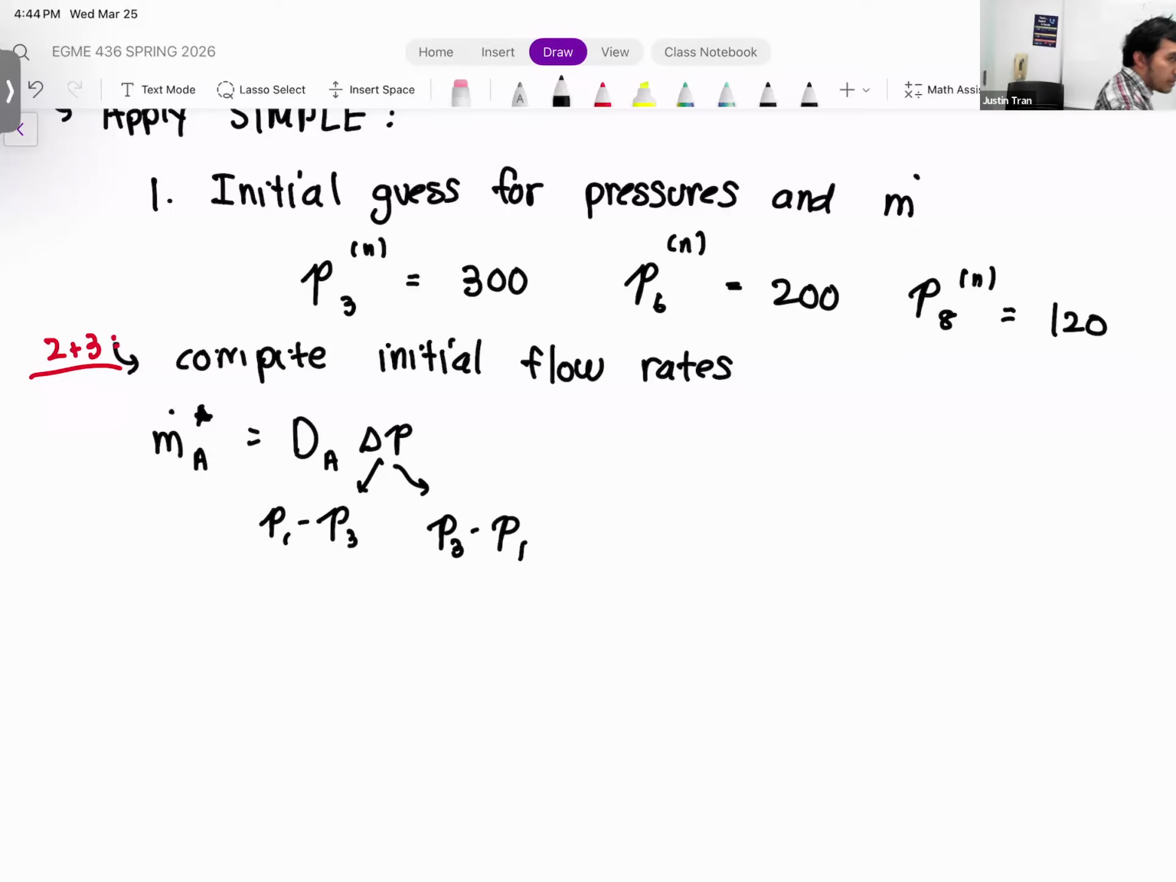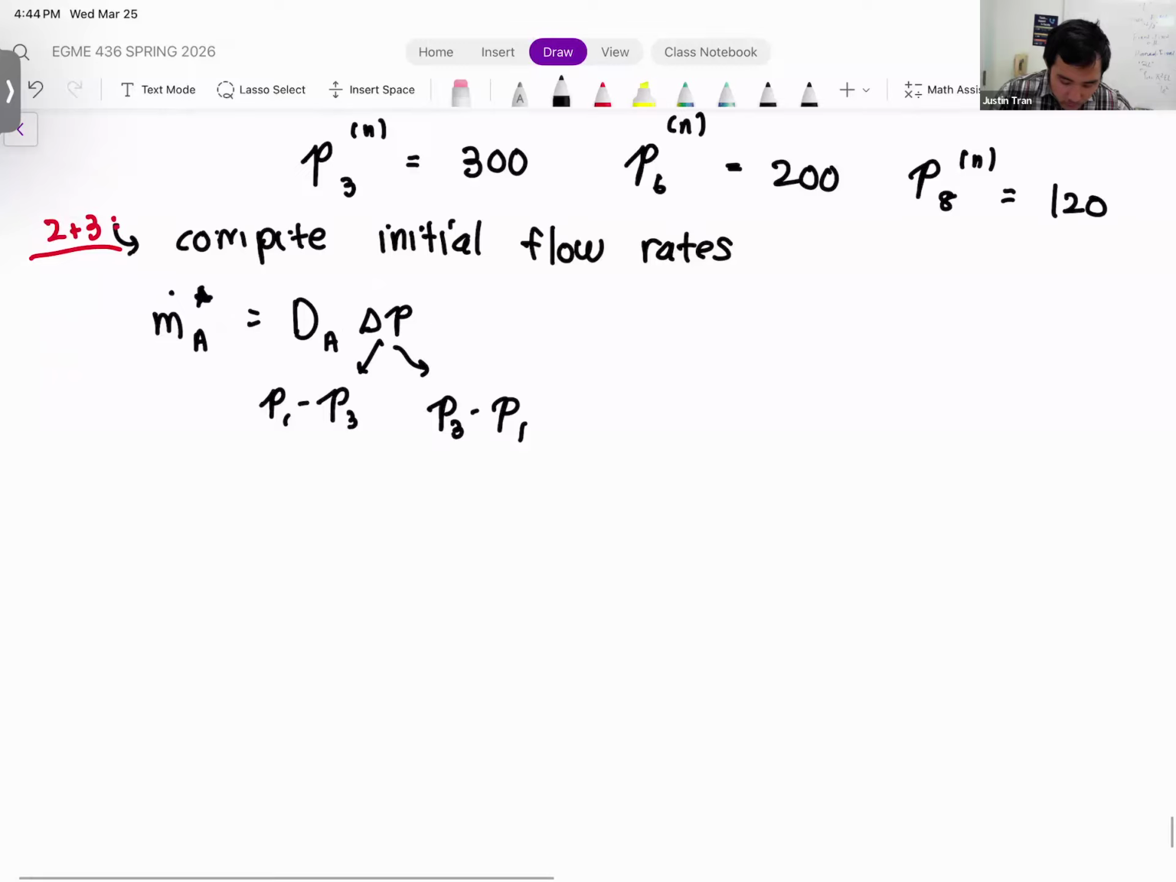Right, and it does matter which one you pick. So you want to make sure you pick the right one, okay? The way that you pick this is you basically go off the convention that you've defined in your figure, okay?